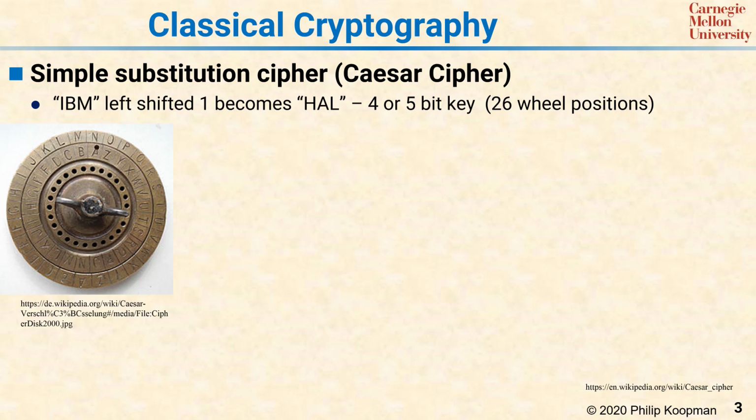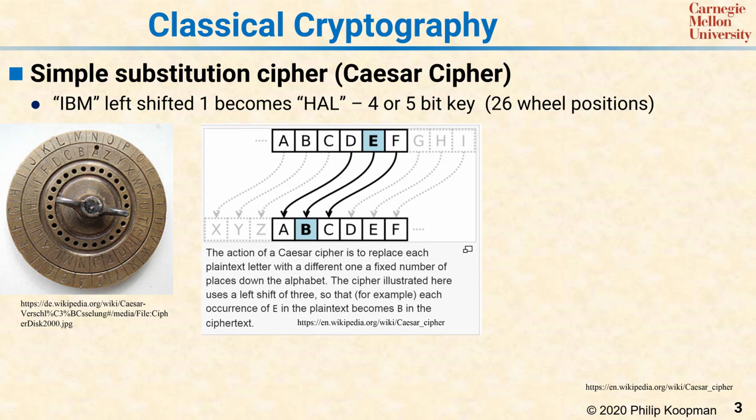The idea behind a Caesar cipher is that each letter of the plaintext, the input, is substituted with another letter in the ciphertext. So for example, where the wheel is set, an A goes to an N, a Z goes to an O, and so on. As we can see, the action of a Caesar cipher is to replace each plaintext letter with a different one a certain number of letters away. As an example, if all the letters are shifted one, the letters IBM become HAL.